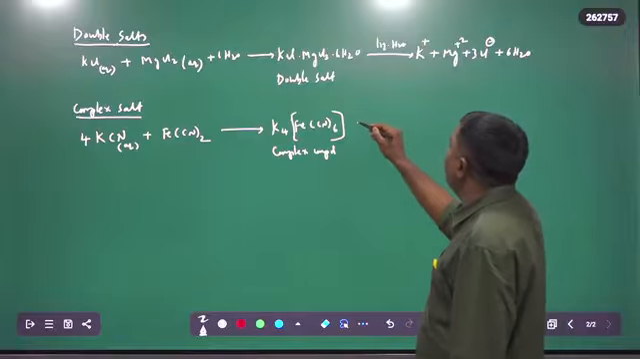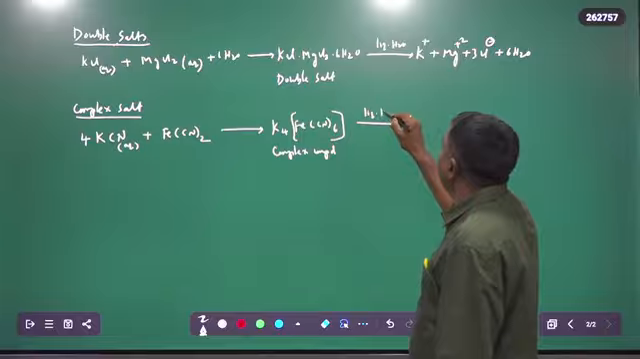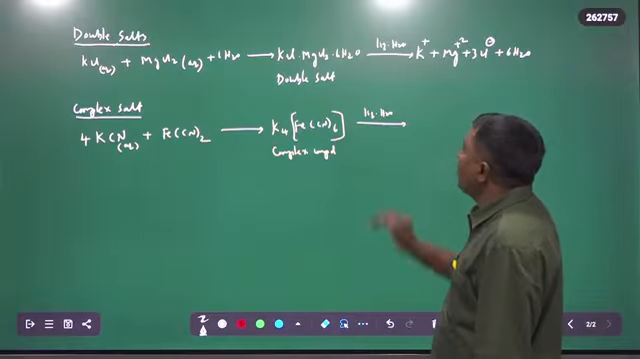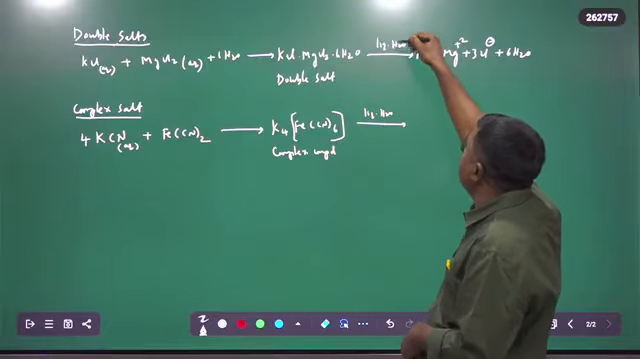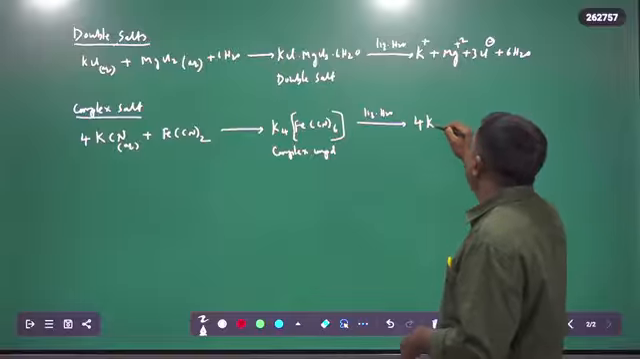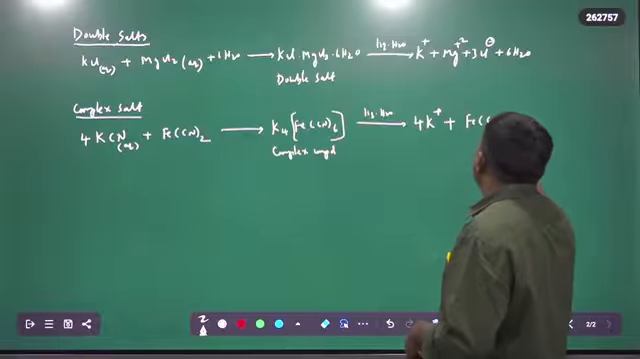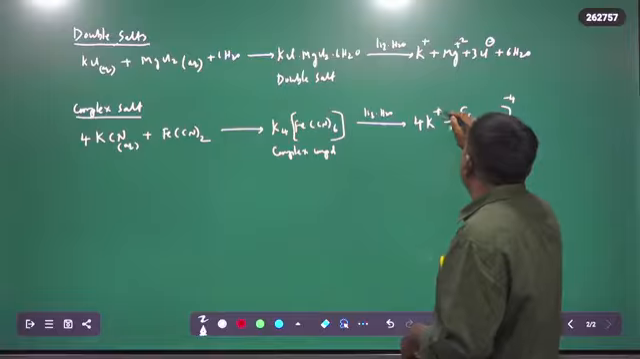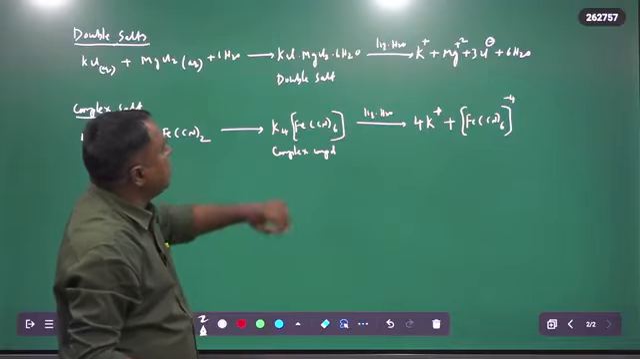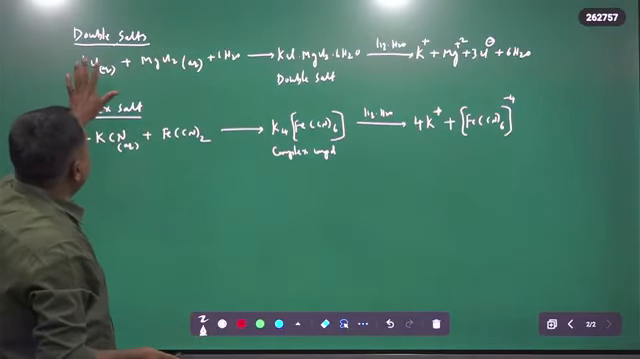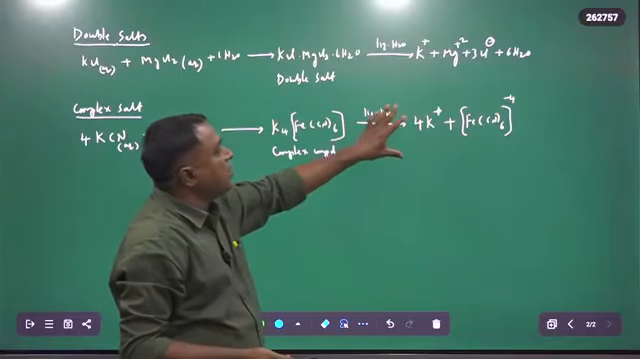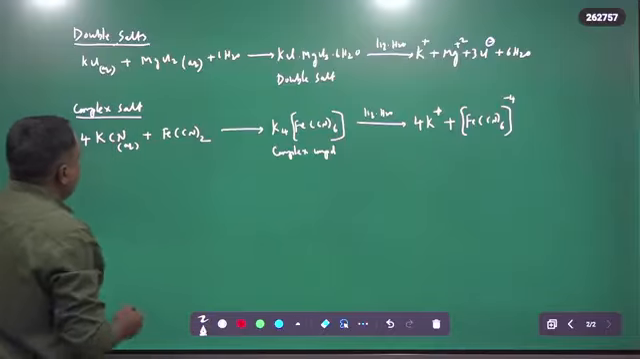But what is the difference between them? When dissolved in liquid water, the complex compound undergoes ionization, and the double salt also ionizes into K+, Mg2+ and 3 Cl-. The complex compound gives 4 K+ ions and [Fe(CN)6]4-. So what is the difference? The double salt undergoes 100% ionization when dissolved in water, whereas the complex compound undergoes only partial ionization.